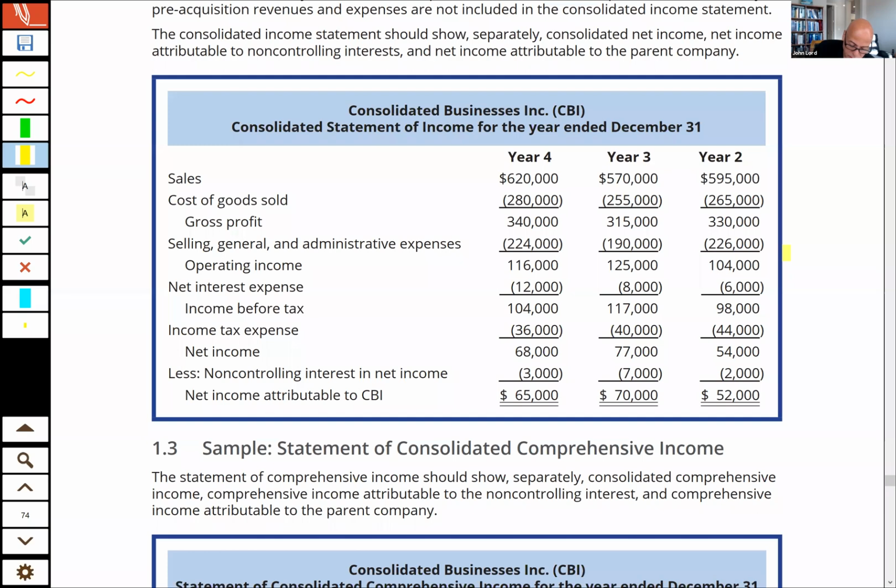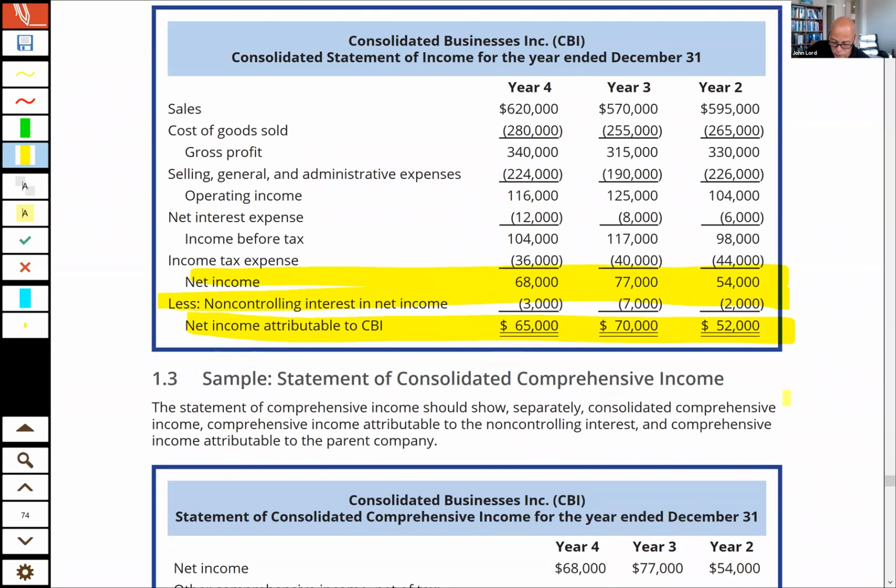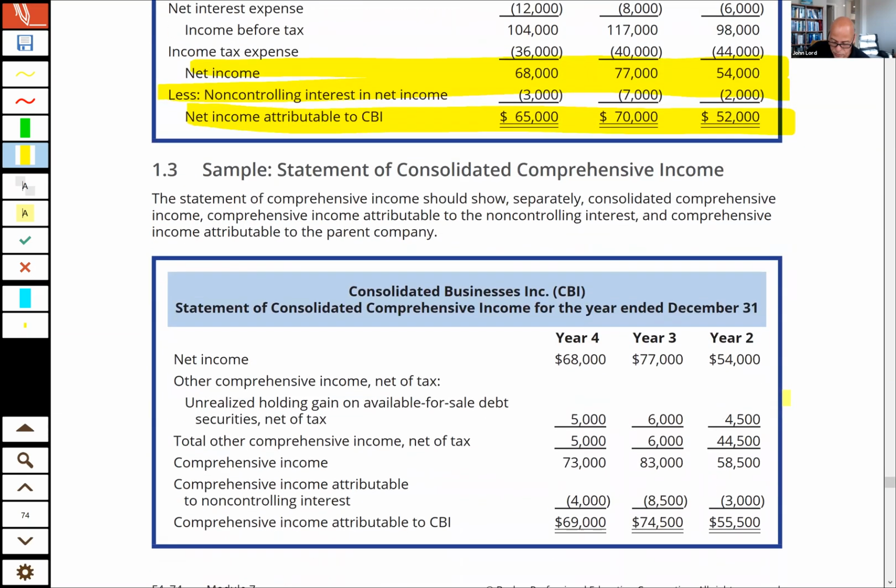And then we get our net income, and then we back out the non-controlling interest share of the net income to come up with the net income that's attributable just to the consolidated entity. And we talked about this last time. I'm just reviewing these examples with you.